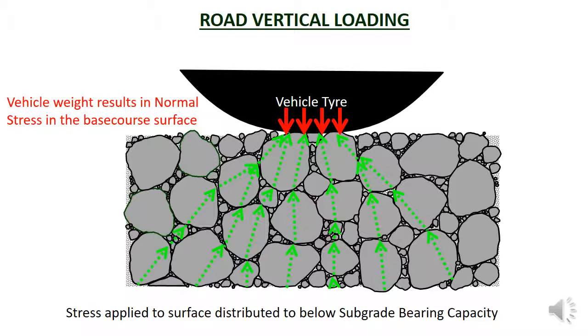This distribution of the surface stresses means that the base course and subbase reduce the surface stresses to below the bearing capacity of the subgrade. The bearing capacity of the subgrade is the stress that the subgrade soil can resist without failing or settling excessively. Our aim is to make the base course and subbase layers thick enough to distribute the stress to well below the bearing capacity of the subgrade, as any movement of the subgrade will affect the road surface.